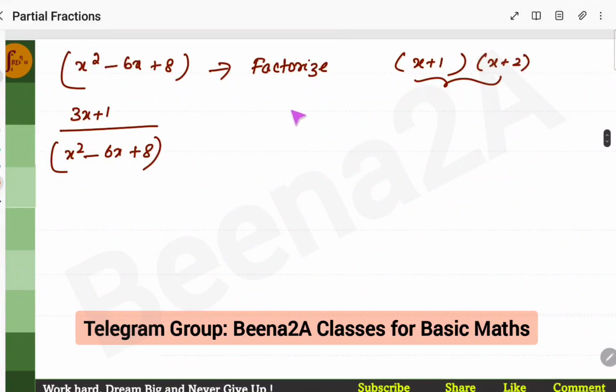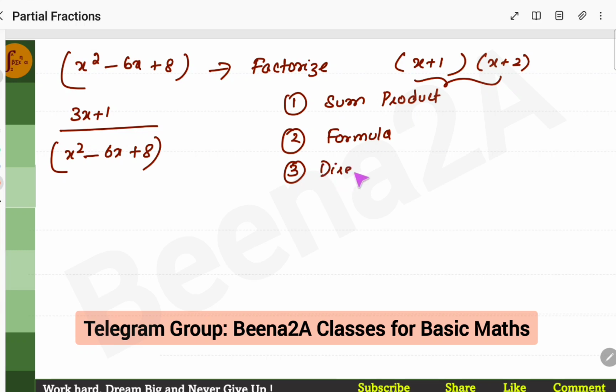So now there are three methods to factorize. Sum product, then you have formula, then you have direct method of getting the factors. We'll go through formula method here. In the next set of problems, we'll go through sum product and direct method, right? Here in this problem, we'll use formula method.